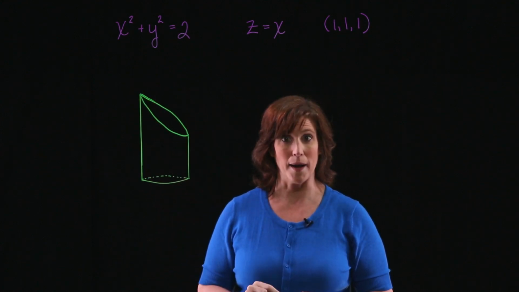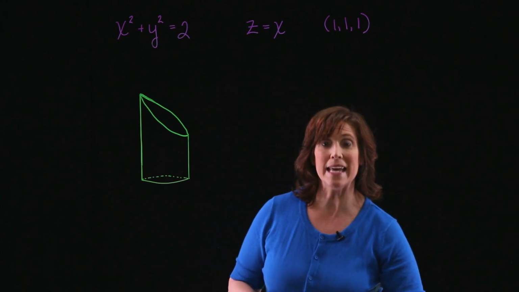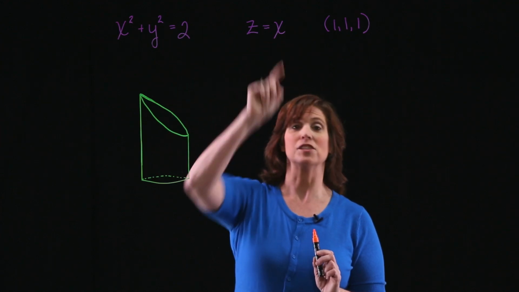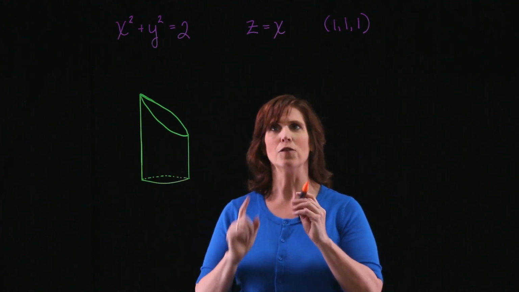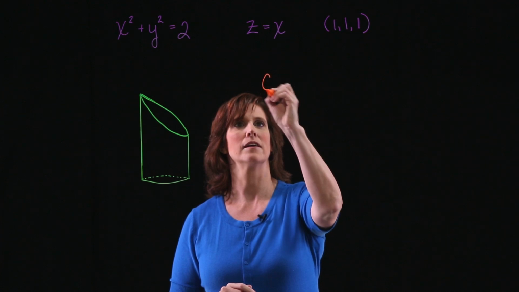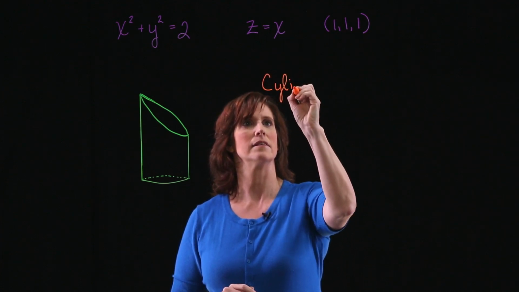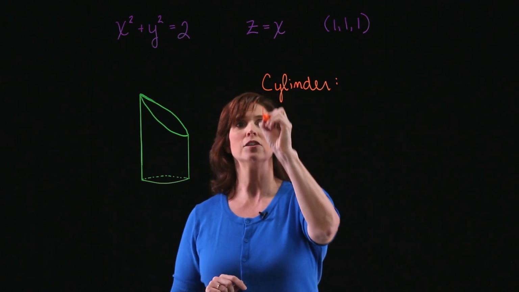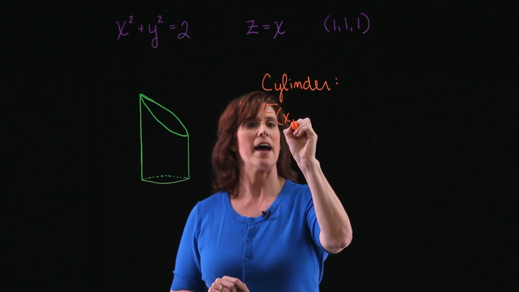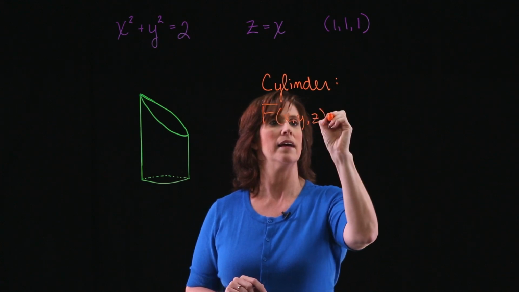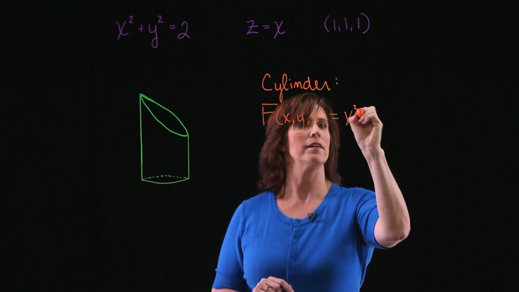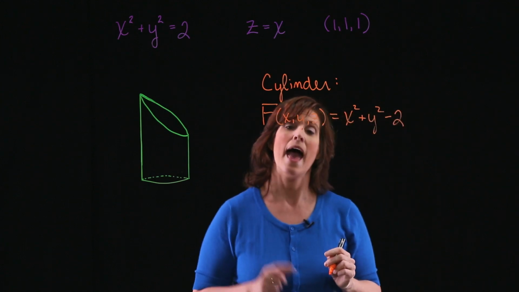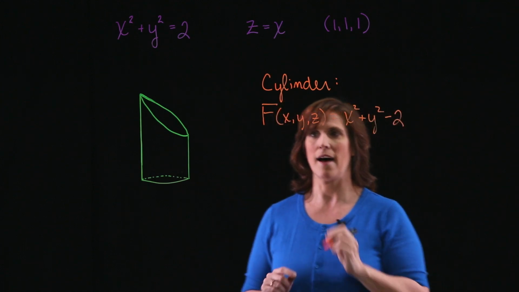Okay, so we're going to begin by looking at the gradient using functions created by those two surfaces. So first of all, let's take a look at the cylinder. I'm going to look at the function f of x, y, z equals x squared plus y squared minus 2, and I'm going to look at the gradient of that function.